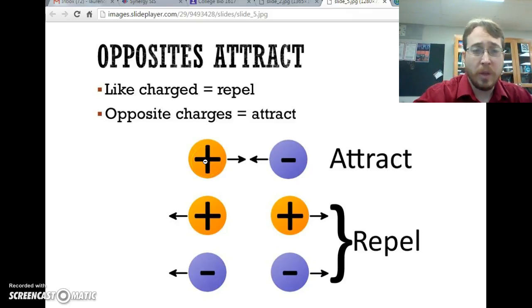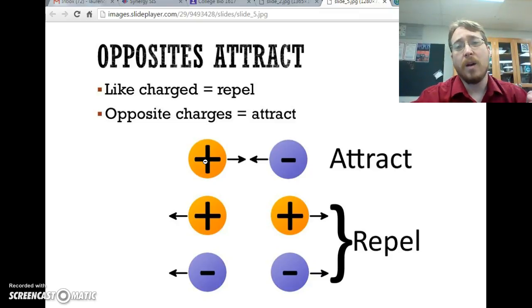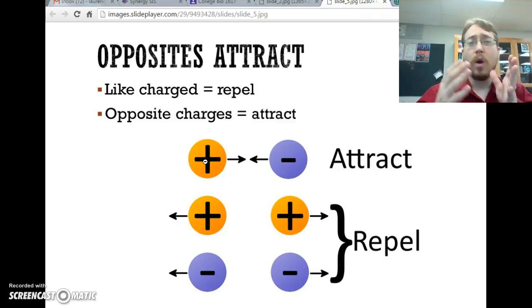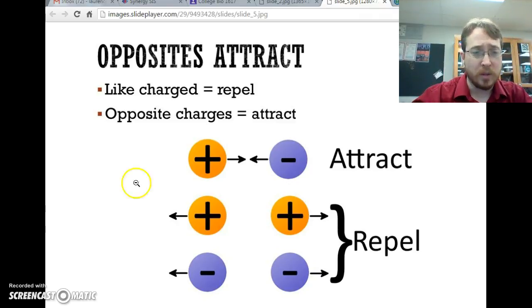Now, the last rule, that like dissolves like, we're not really ready to use that yet, but that is going to come up again later. That simply states that polar substances will dissolve with polar substances, nonpolar substances will dissolve with nonpolar substances, and polar and nonpolar will not mix together. So they have to follow these rules. So let's review.